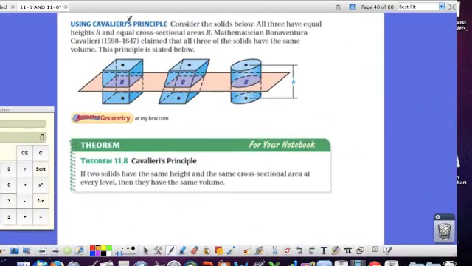In the last section, 11.5, we had Euler's theorem. Here we have Cavalieri's principle. Consider the solids below. All three actually have equal heights and cross-sectional area bases of B. Mathematician Bonaventura Cavalieri claimed that all three of the solids have the same volume, and the principle is stated below. If two solids have the same height and the same cross-sectional area at every level, then they have the same volume. This comes from the fact that all of the formulas are actually the area of the base times the height. So if all of the cross sections are the same, that means the areas of the bases are the same, whether it's a square, parallelogram, or an oval. So they all are going to have the same volume.